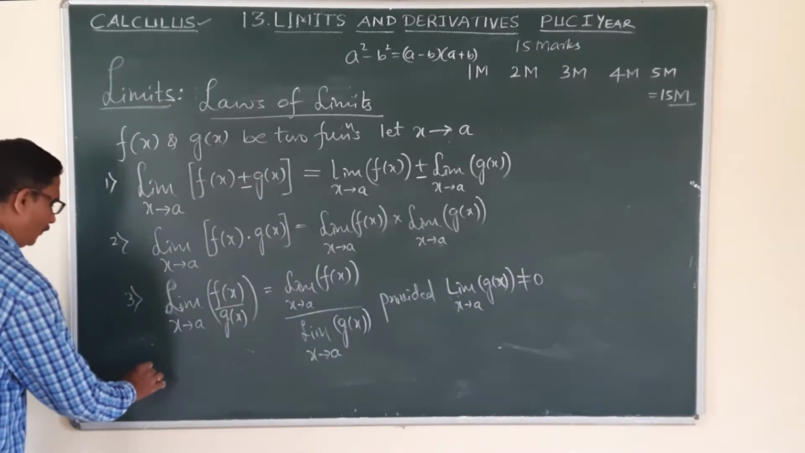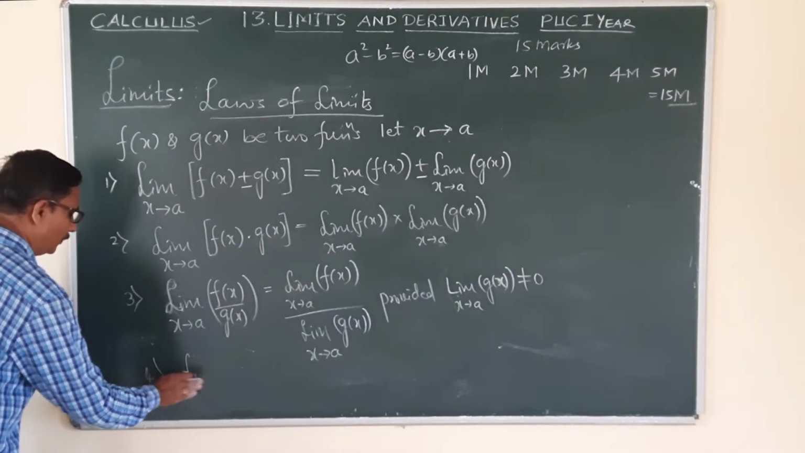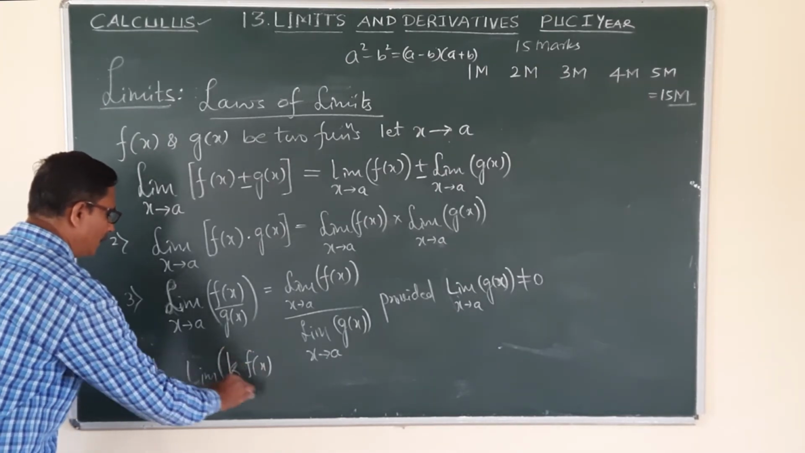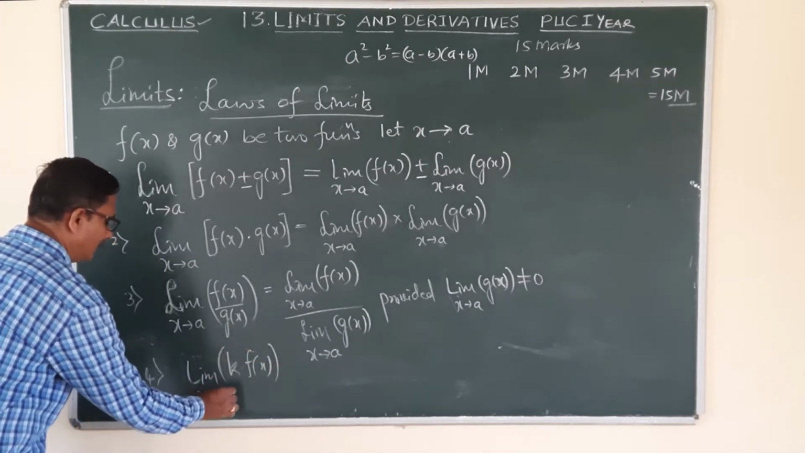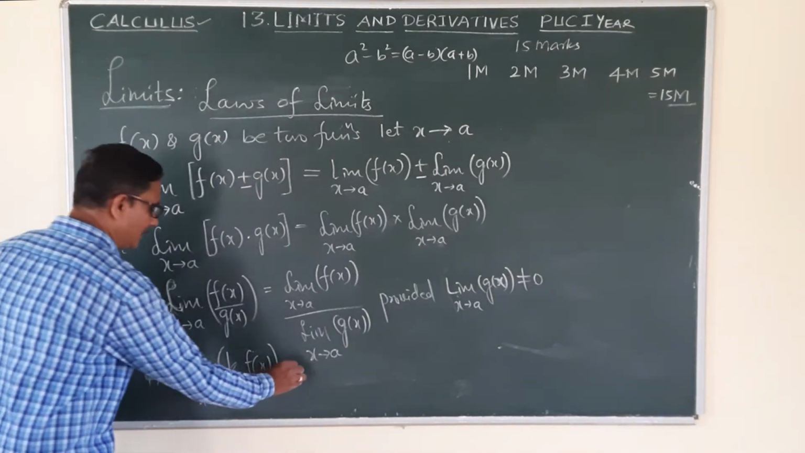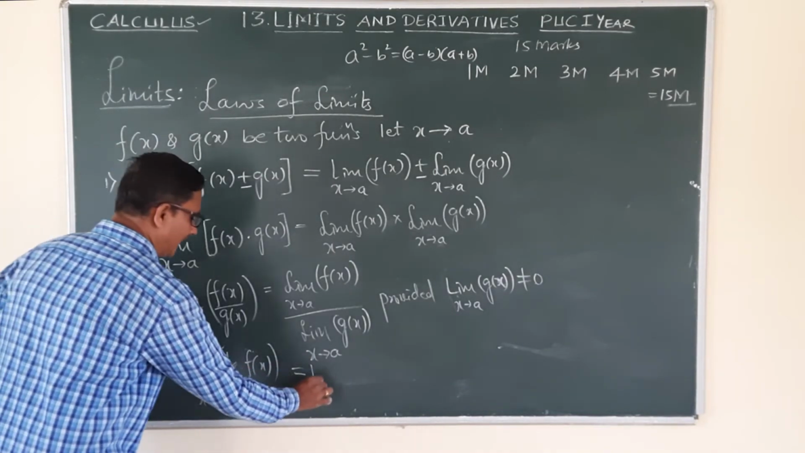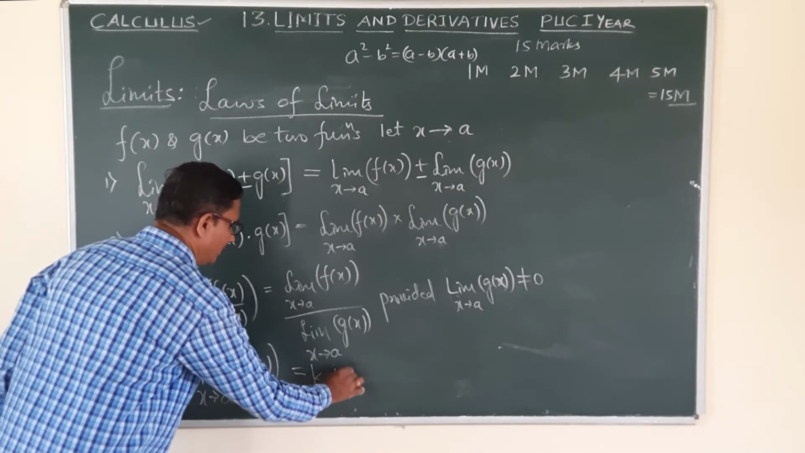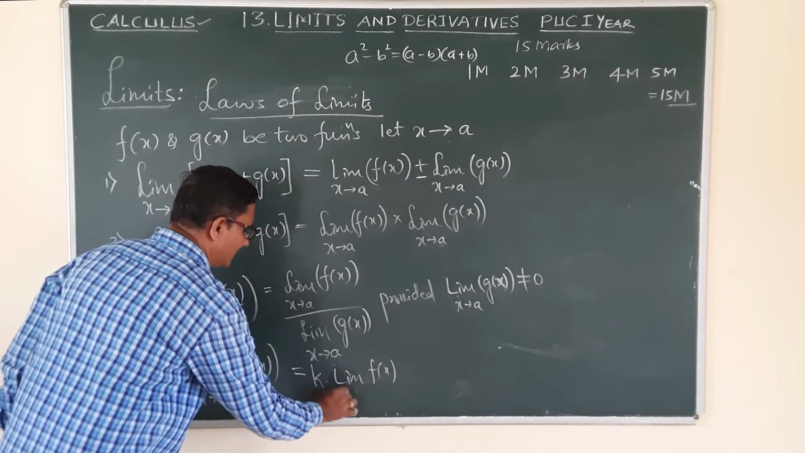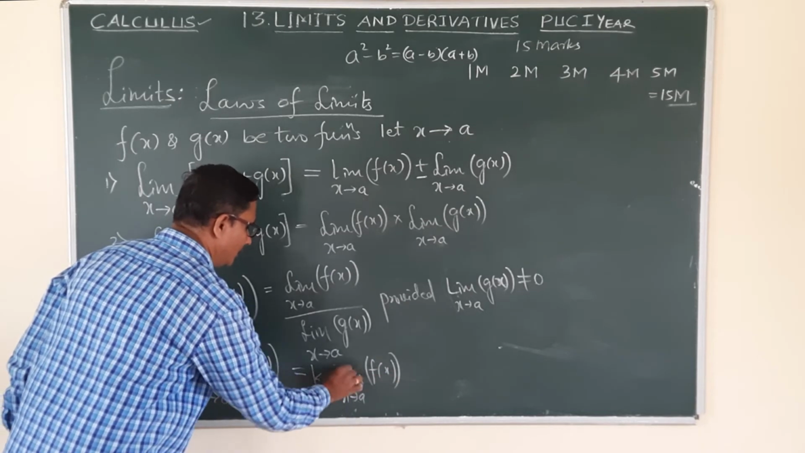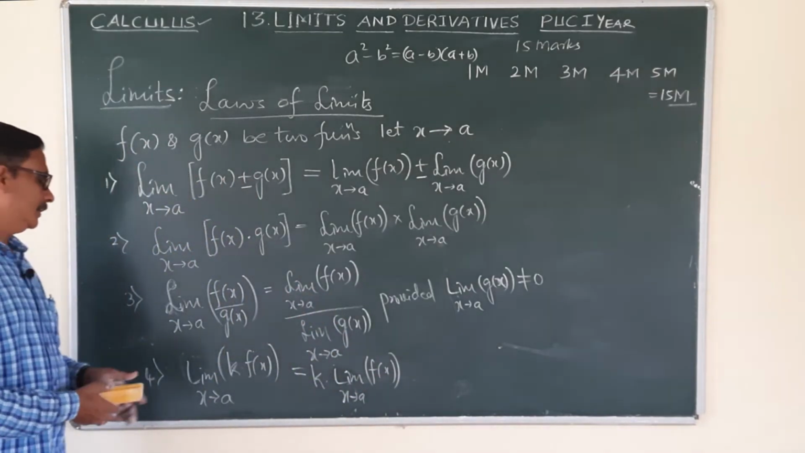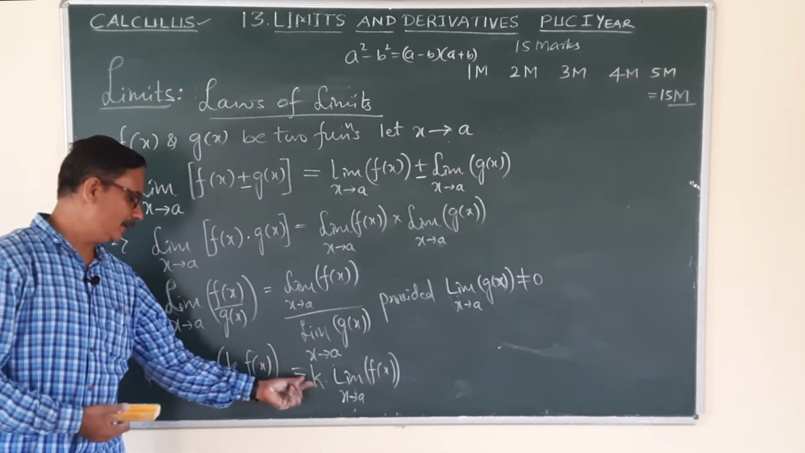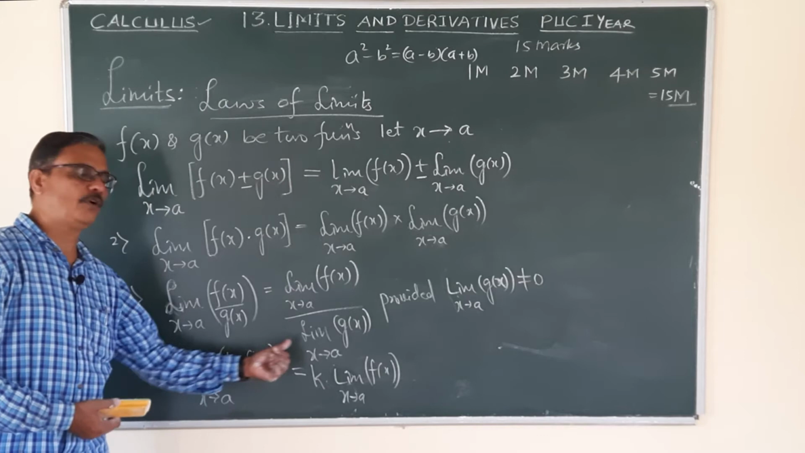Okay. Then the fourth one, limit of some constant k into f of x as x approaches a is equal to, here k is a constant, take it outside: k into limit of f of x as x approaches a. See, when a constant and a function are given, keep the constant as it is, and apply the limit only to the function.